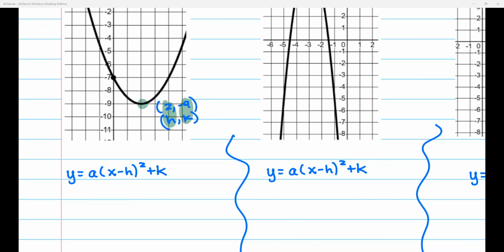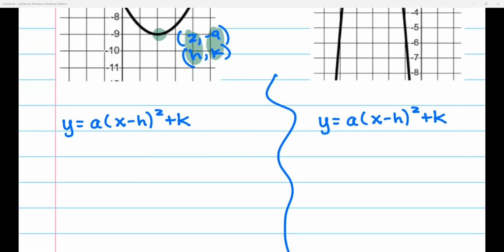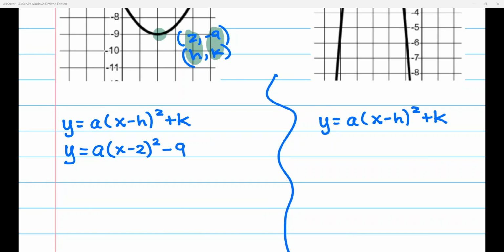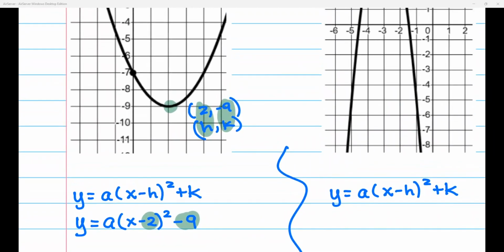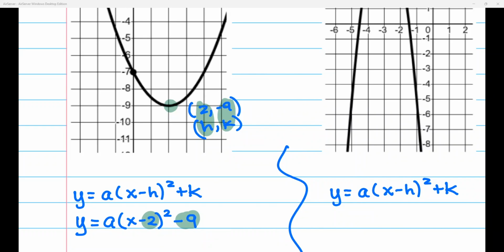So I'm going to go ahead and replace these values, and it becomes y is equal to a times parentheses. Again, because my h is a positive 2, I'm going to change that to an x minus 2 squared, and then keep the negative 9 on the outside. All I did was I replaced my h value and my k value. All right, third step is to find a point on your graph that is not the vertex. Ideally, they'll have a point I highlighted for you. I'm going to pick that point right here, which is the point (0, -7).